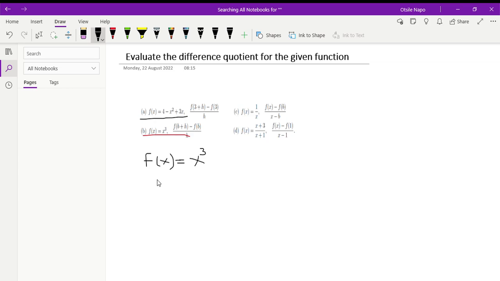So now we are trying to find the quotient of f of b plus h minus the f of b, which is divided by h. Therefore f of b will equal to b cubed. Very simple. So instead of x squared, we are going to have b cubed. Therefore, let's find f of b plus h.